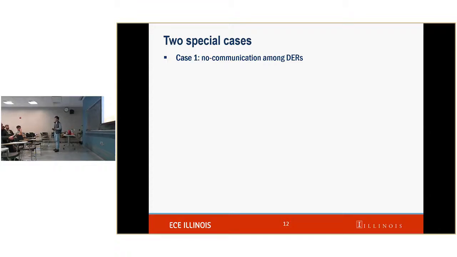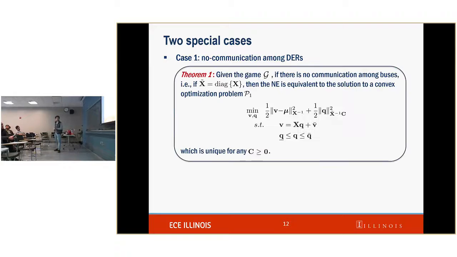And we also investigate two interesting special cases that can provide more insights on the value of communication links. We first consider a special case where there's no communication at all. Then we show in this theorem that the equilibrium in this case is equivalent to the solution to a convex optimization problem P1 here.